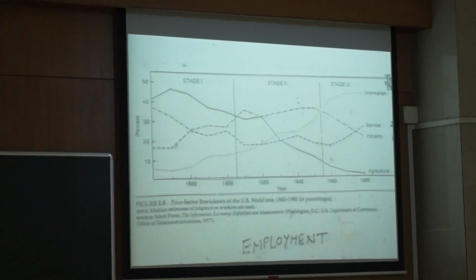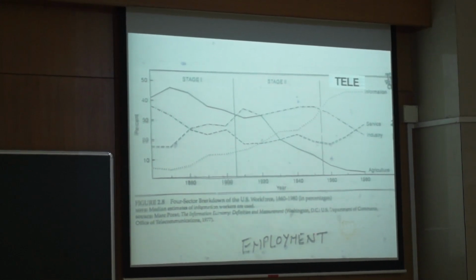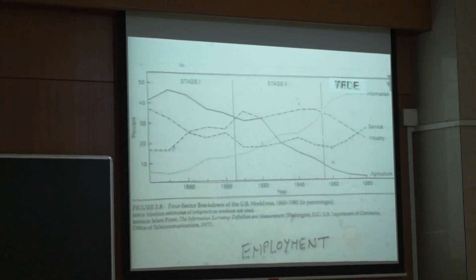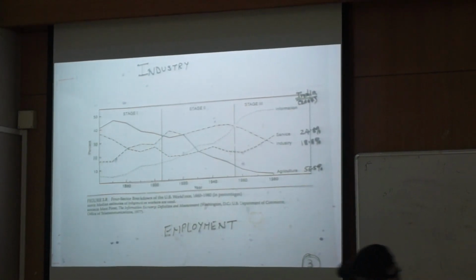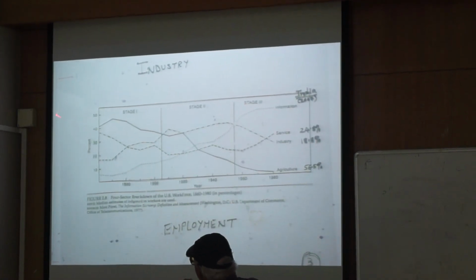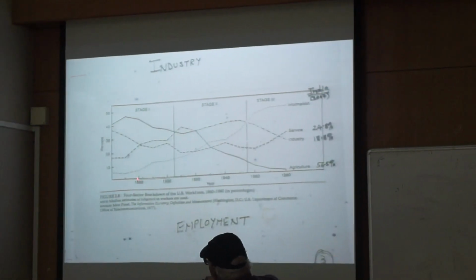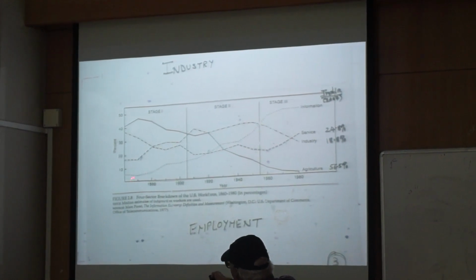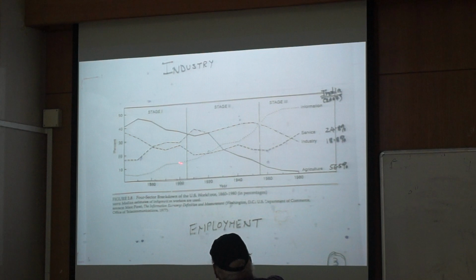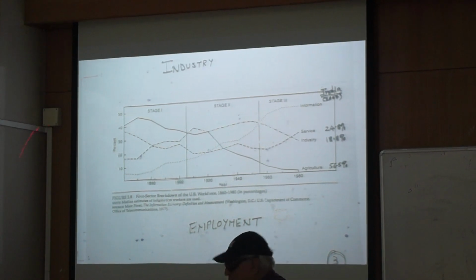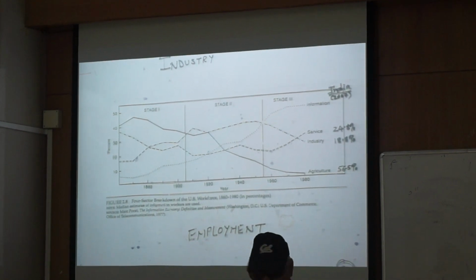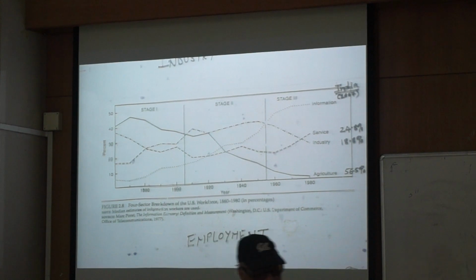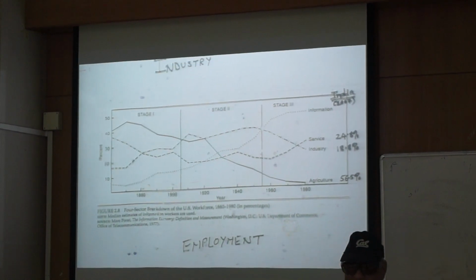This figure shows the employment in different sectors in America. It shows about 1850 or so. This is 1750 or so, I don't know what it is. You can see this line, very few people were involved in information. Except for the vicars in the church, there was nobody giving information to anybody.